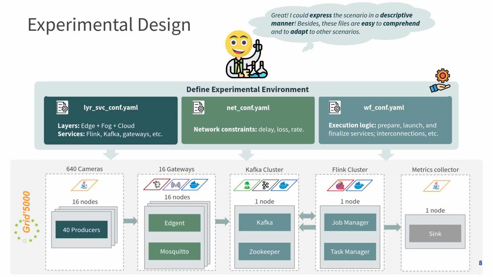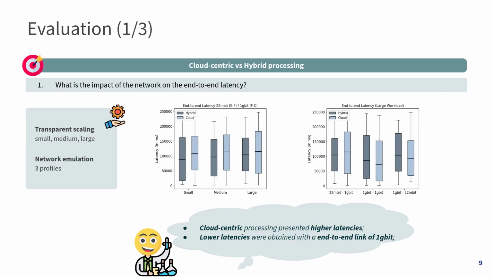After E2Clab interprets those configurations and enforces them on the physical testbed, the user ends up with the following configuration. Here we used 35 physical machines on Grid'5000, so we end up with 640 cameras, 16 gateways, a Kafka cluster, a Flink cluster, and an application to collect some metrics in the scenario. In order to answer the first research question, what is the impact of the network on the end-to-end latency?